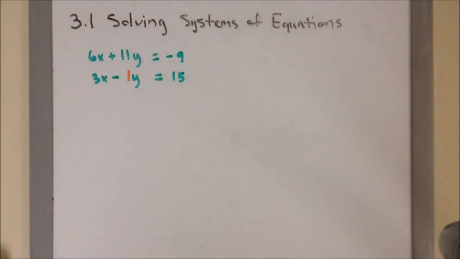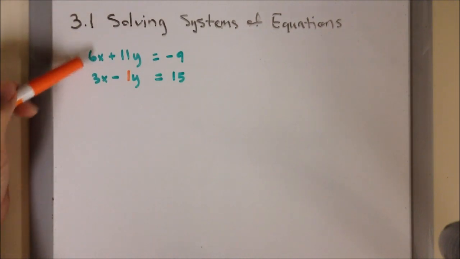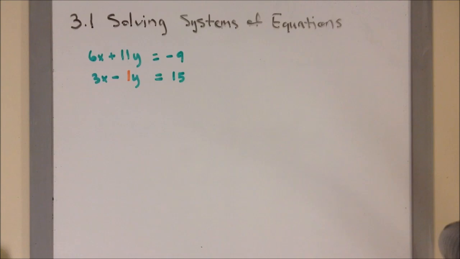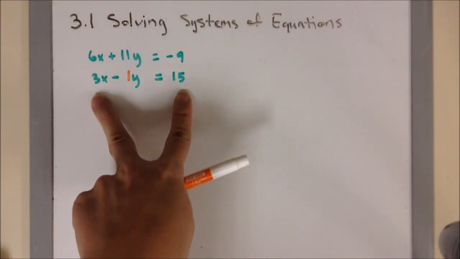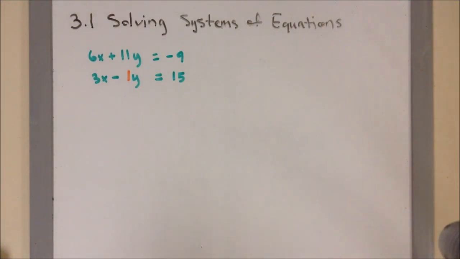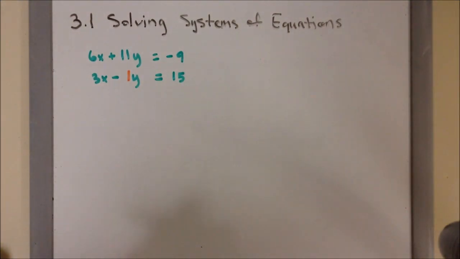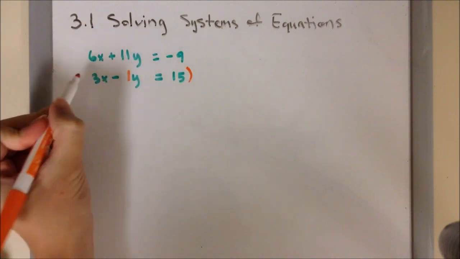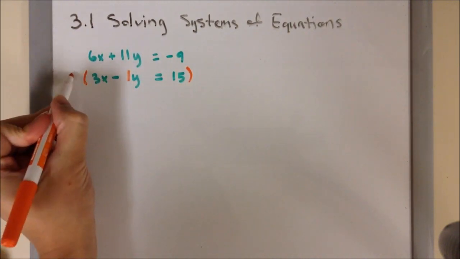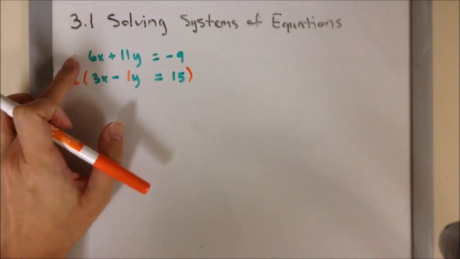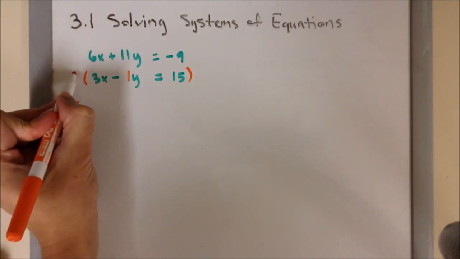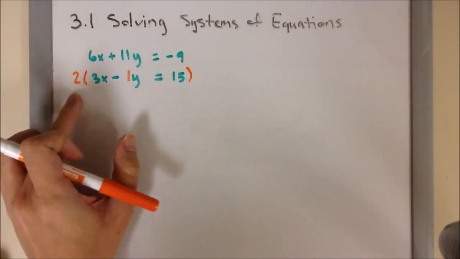Let's try to find a way where we don't have to have big numbers, therefore less work. Let's try the x's. Now the x's, they're both positive, but we know that 3 can become 6 by multiplying by 2. So if I multiply by 2, then it'll be still a smaller number, easy to work with. So let's multiply the second equation by 2. Now, here's the problem though. If I simply multiply by 2, it's still going to be a positive 6.